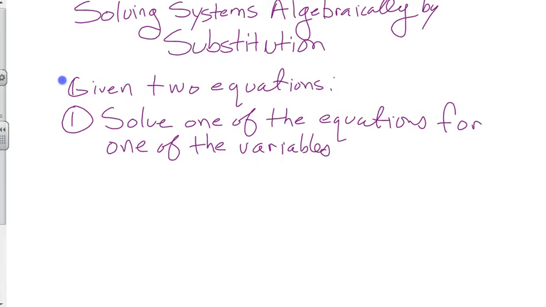What you're looking for is a variable that's got a coefficient of 1 already, right? We don't want to solve for a variable like a 3y. If you've got 3y plus x, we would solve for the x, not for the y. So solve one of the equations for one of the variables.